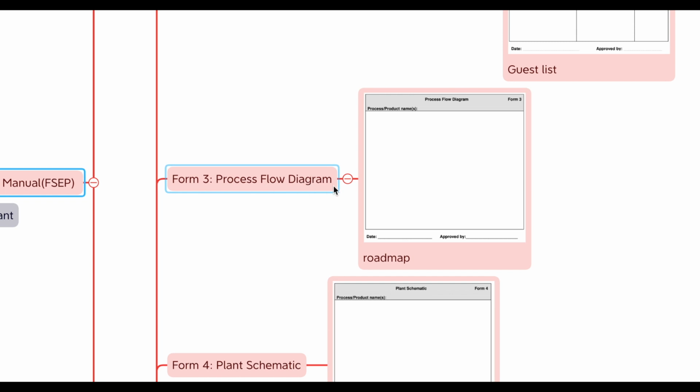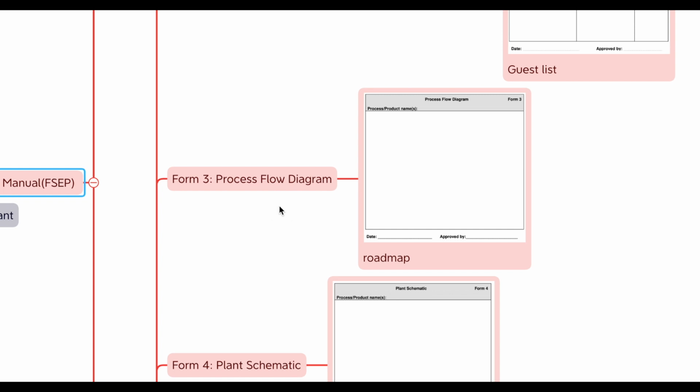This is like the roadmap for our product. It shows every step your product goes through, from receiving ingredients to shipping the finished product. Let's go back to our bakery example. Your process flow diagram might start with receiving ingredients, then move on to mixing, proofing, baking, cooling, packaging, and finally shipping.